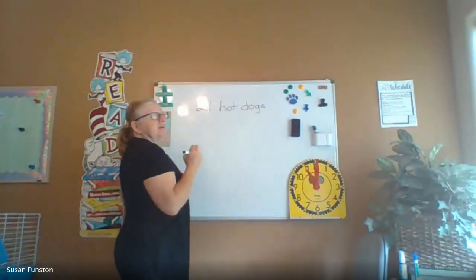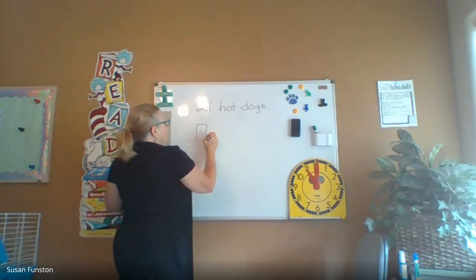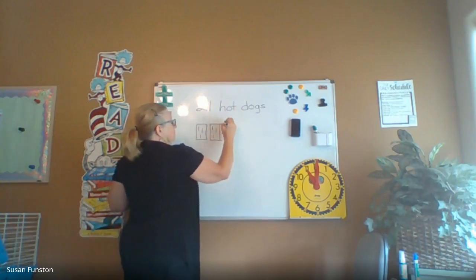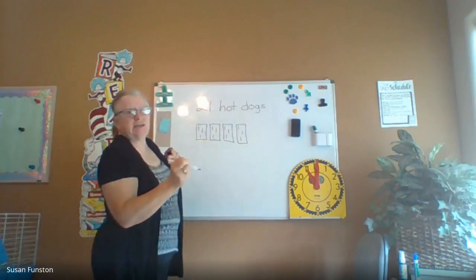Okay, and let's say our hot dogs come in packages of 3. So here's my package. Here's 1, 2, 3 hot dogs. Here's 3 more hot dogs. Here's 3 more hot dogs. How am I going to know when to stop? Oh, right, I need to be counting as I go.